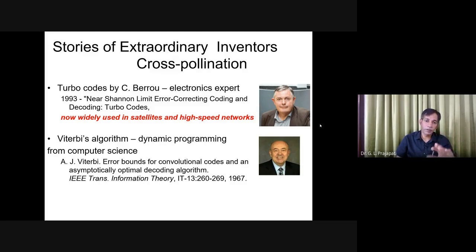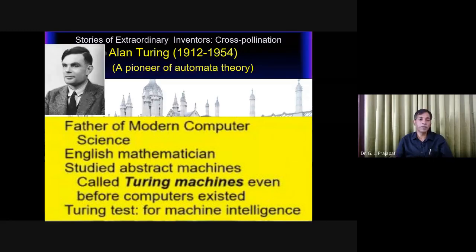So you see that he is a person from an electronics background, but he also made contributions in computing. This is one of the great examples of interdisciplinary research. And I think everyone knows Alan Turing. Those who are from a computer background actually know Alan Turing.